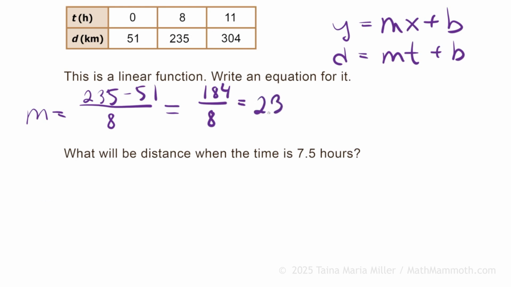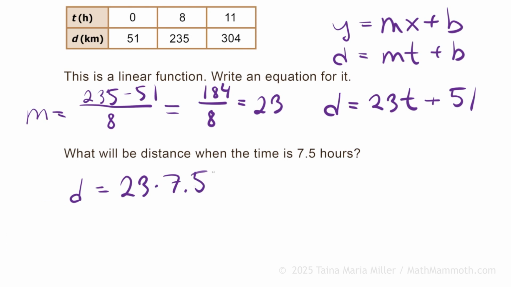So now I have my equation. D equals 23t plus 51. And then a question, what will be the distance when the time is 7.5 hours? The time is this. T is given, so I will plug this number in place of t, and I will get my d, or distance. And from a calculator we get 223.5 kilometers.